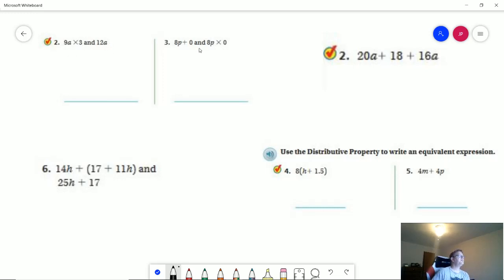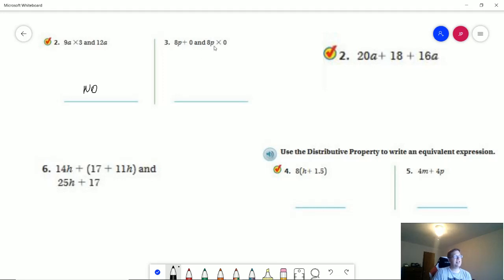We want to see if they are identical or not. So we have 9a times 3, which is going to give us a number that's probably going to be larger than 9. And then we have 12a. So think about what the answer to 9 times 3 would be. That should be 27, and we're still going to have that a there. So we would have 27a on this side, 12a on this side, and so the answer would be no. Those are not going to be equivalent.